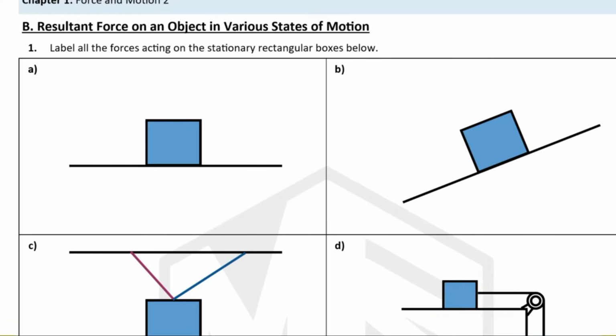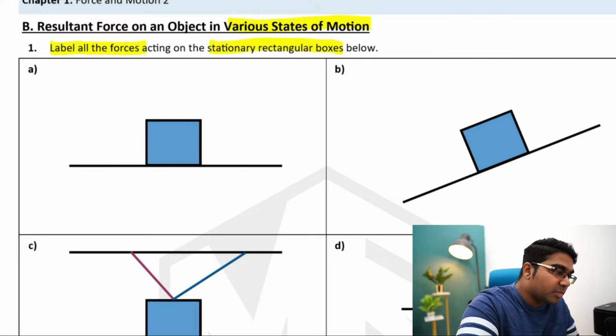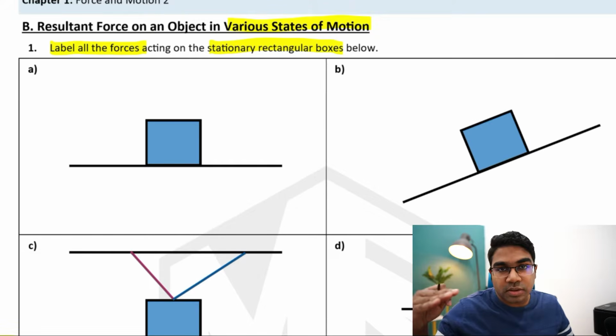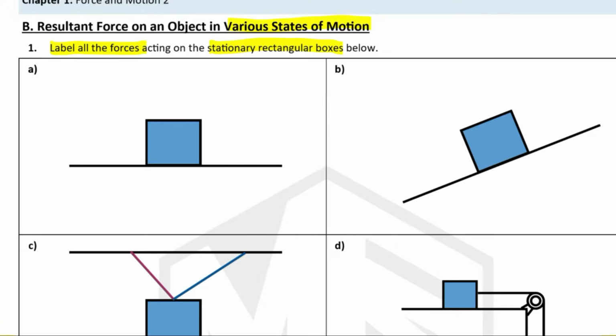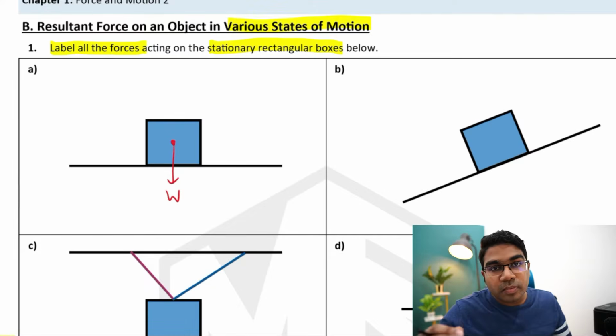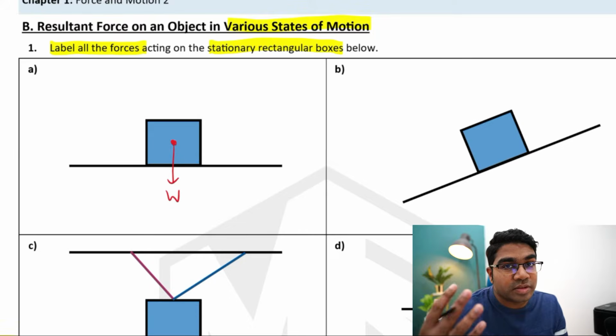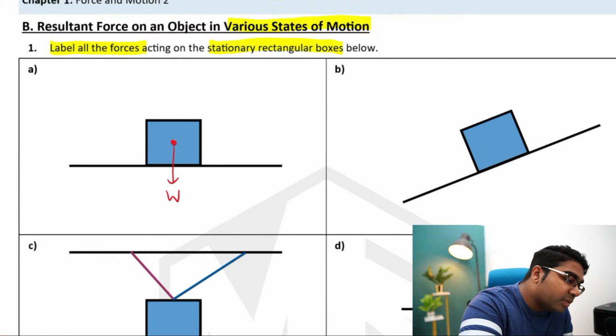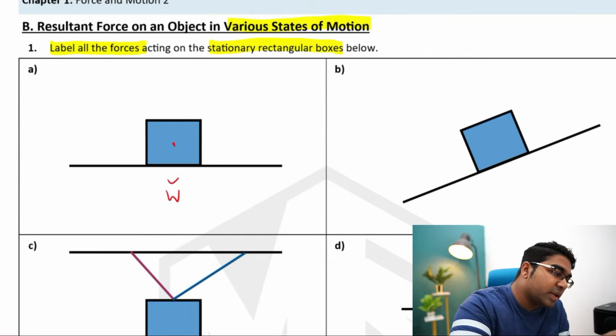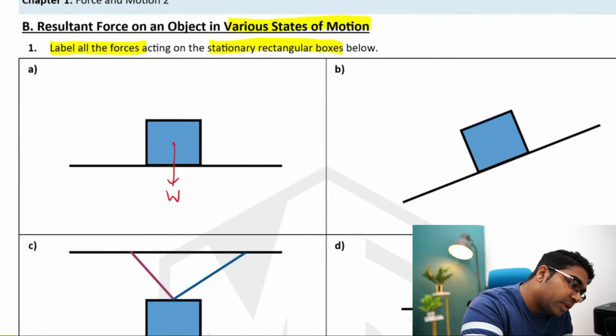Let's go to B. Resultant forces on an object in various states of motion. Label all the forces acting on the stationary rectangular boxes below. Let's look at the first example. This object is on a horizontal surface, and all objects that have mass will definitely have weight. When we label weight, we should label from the center of mass. For an object with an evenly distributed mass, the center of mass will be the center of the object. And that is why we draw the arrow from the center for weight.